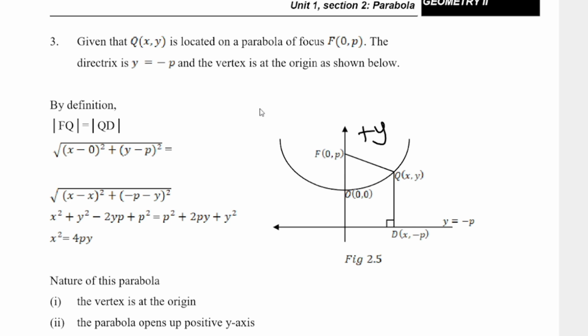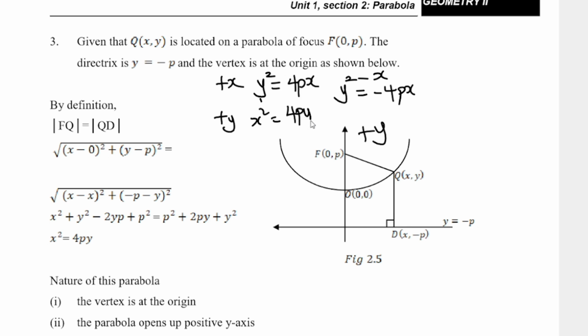So the only change it makes is that in the first two orientations, for the positive x direction, we had the equation y squared equals 4px. In the negative x direction, we had the equation y squared is equal to negative 4px. Now we are talking about the positive y direction. So the only change that takes place is that here we will not get y squared, we get x squared, and here will be 4py.